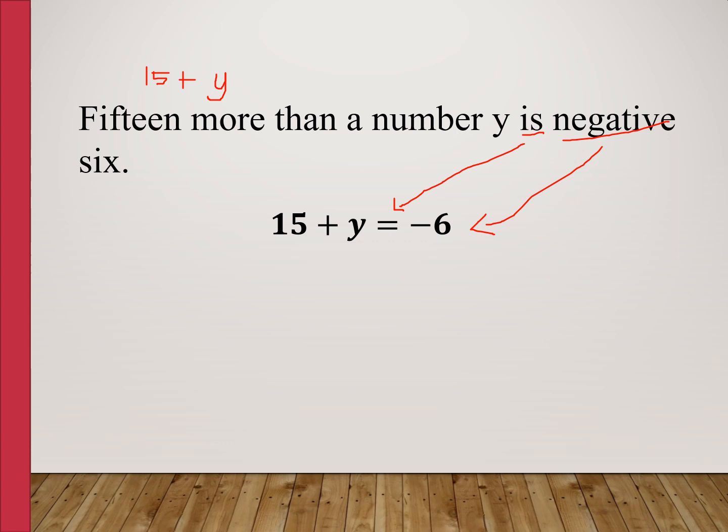Or pwede ring y plus 15 is equal to negative 16. Since this is addition, hindi naman mahalaga yung order niya. So pwede rin siyang y plus 15 equals negative 16. Following this word phrase, is negative 16. Ito si 15, more than, so plus, or addition, a number y, which is the given number.